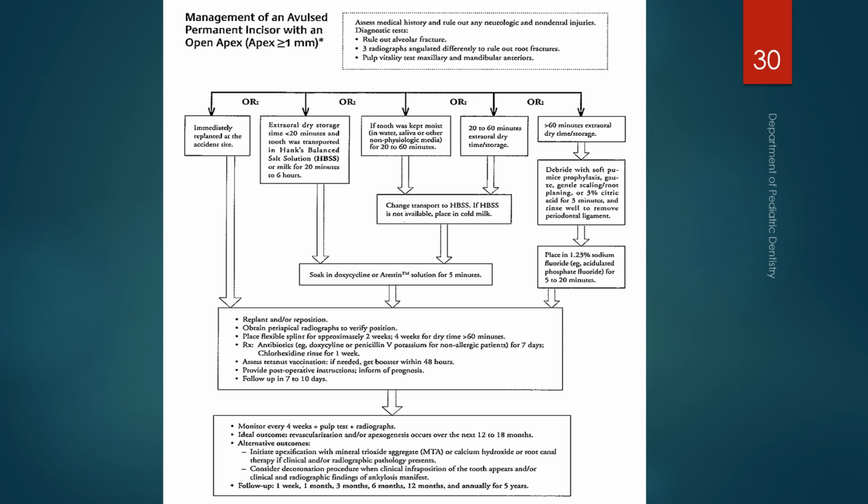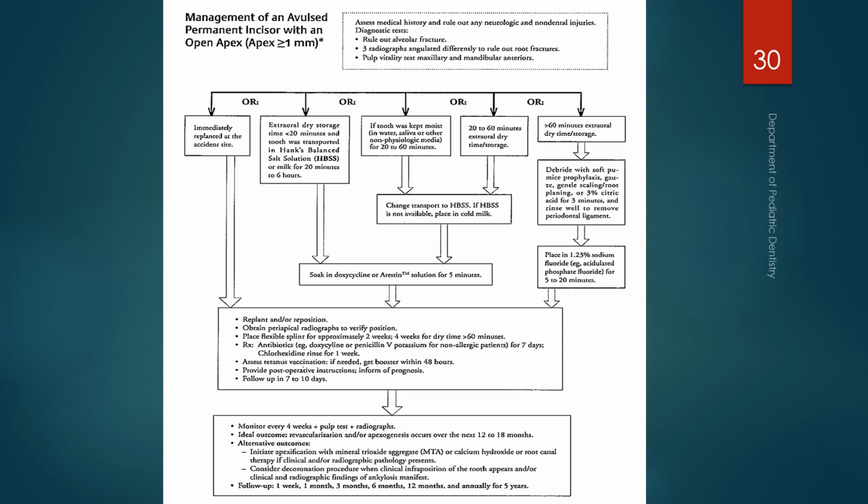Again, I would like to bring your attention to something called Hank's balanced salt solution. When the tooth is out of the socket, people try a lot of storage media to preserve the vitality of the remaining mesenchymal cells and the remaining periodontal ligaments. Among all the storage media, HBSS, that is Hank's balanced salt solution, was found to work the best. Okay, so this has become a gold standard. So when you talk about storage media for an avulsed tooth, the best one is HBSS.